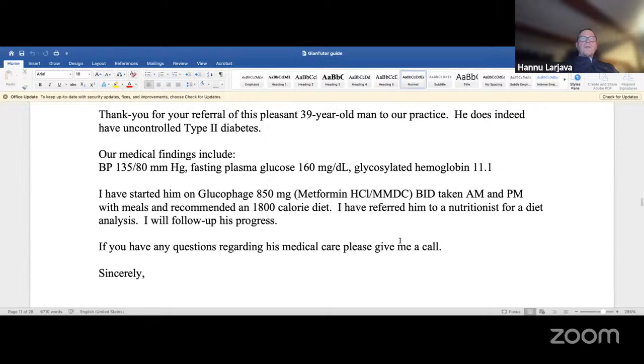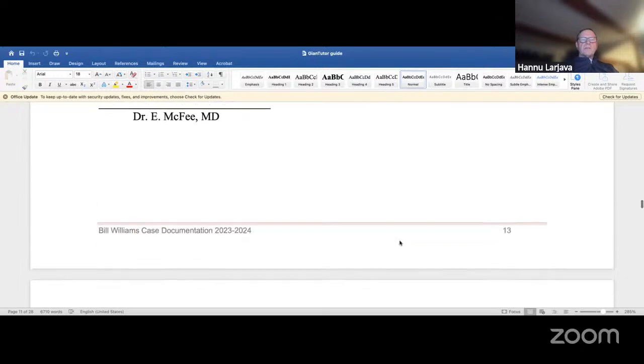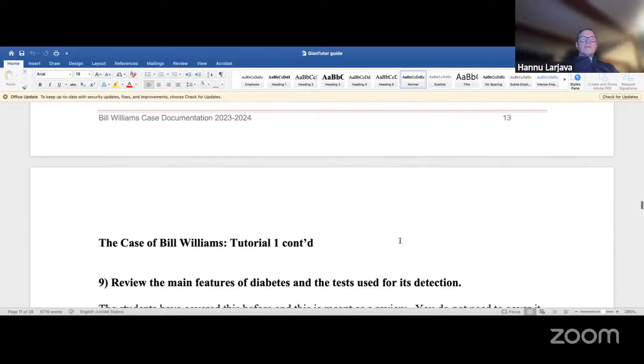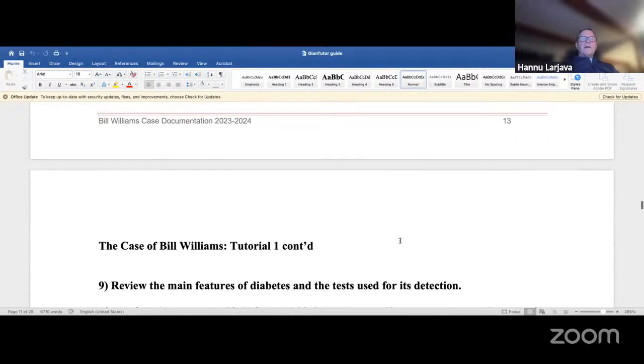So now he has a diagnosis. So we will then continue, and I don't need to ask this question again because I think it was already covered in the previous answer.